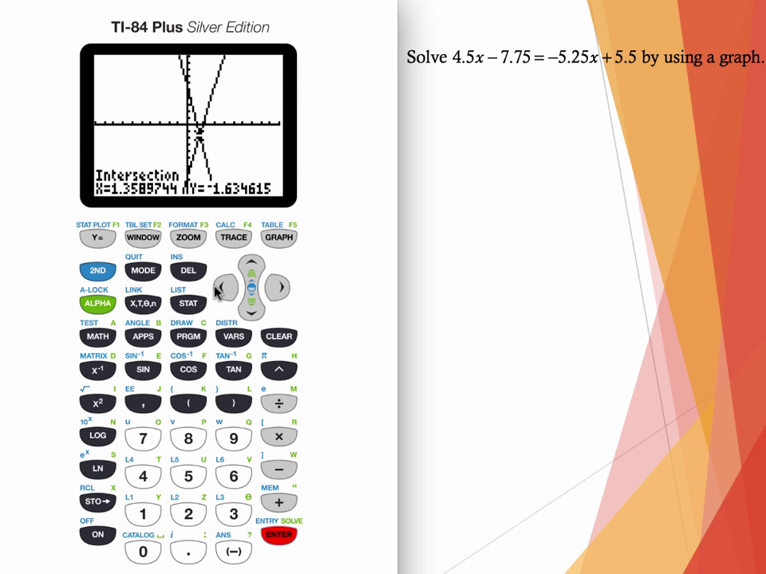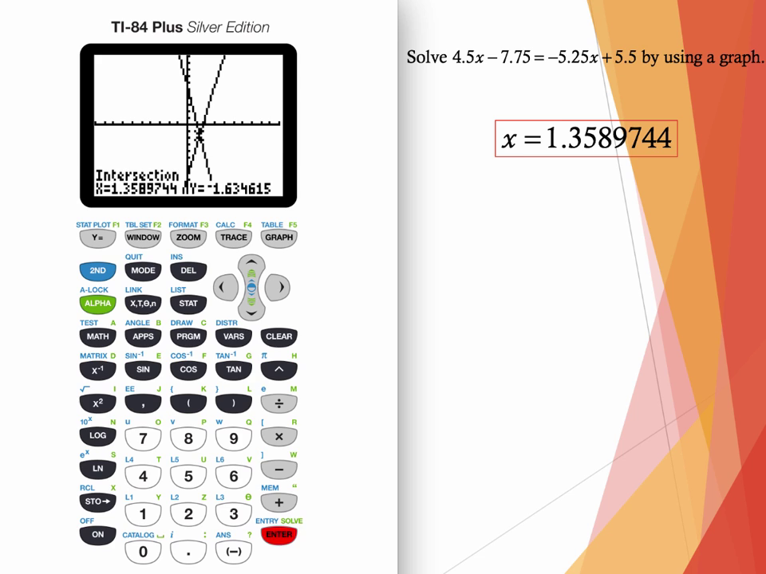I didn't say on here what to round to, so I'm going to type out this entire number. When you're not given the direction to round, then you want to use the entire number. Also, if you need to show any work for this type of problem, you would just sketch your graph. It doesn't have to be perfect, but it should be pretty accurate to what you see on the calculator.